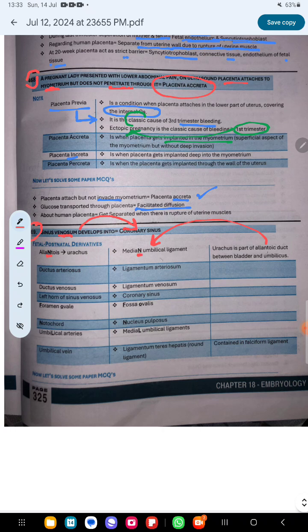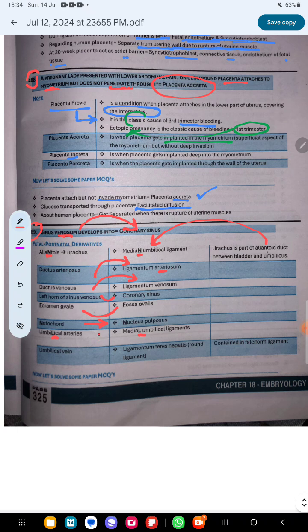The next is ductus venosus. Okay, ductus arteriosus. What does ductus arteriosus further derive into? Ligamentum arteriosum. Ductus venosus forms ligamentum venosum. Left horn of sinus venosus forms coronary sinus. Foramen ovale forms fossa ovalis. Notochord forms nucleus pulposus. Clear? Umbilical arteries form medial umbilical ligaments.